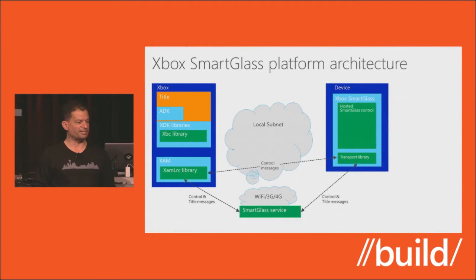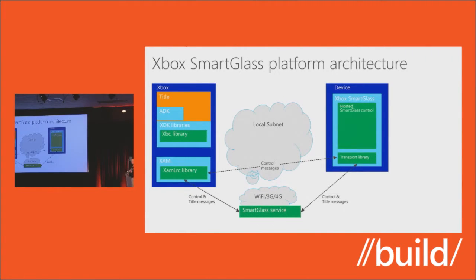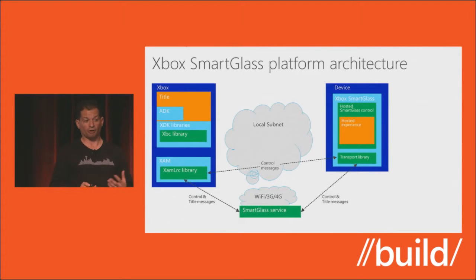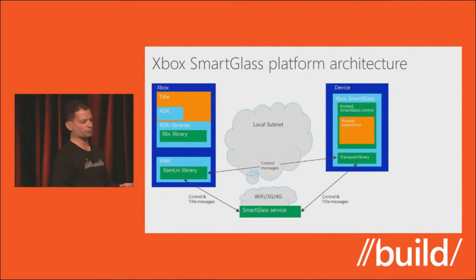Now, back on the device side, we have this hosted SmartGlass control. This is really just the embedded browser running inside the SmartGlass app. And it's specific to the device that you're running on. So on a Windows Phone or a Windows 8, it's running the embedded version of Internet Explorer. On iOS or Android, it's running WebKit. Inside that hosted control, you have your hosted experience. So these SmartGlass experiences that you build, the simplest way to think about them is they're websites. They run inside that hosted control.